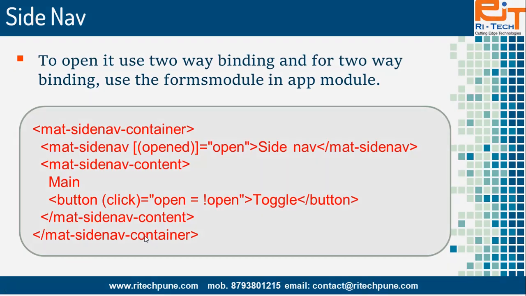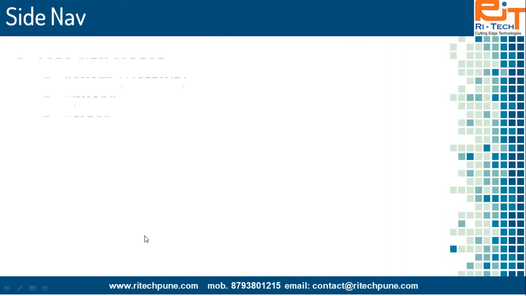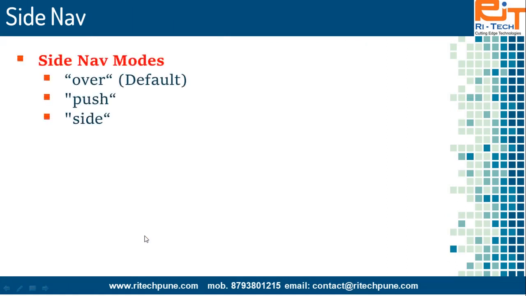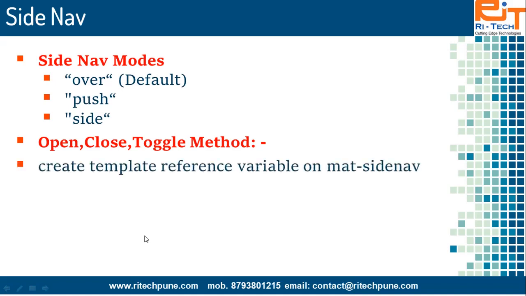Now besides this, we can have a few more options in the side nav. You can specify the side nav modes. Side nav has three modes: over, push, and side. By default the mode of a side nav is over, so it will overlap the main content. You can also push the main content, or keep the main content to the side, using a mode. Besides that, it provides three methods: open, close, and toggle. The open method will help you open the side nav, the close method will help you close it, and toggle will open and close it.